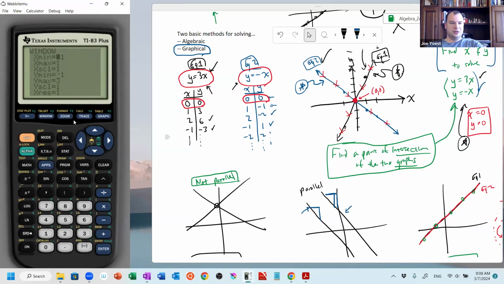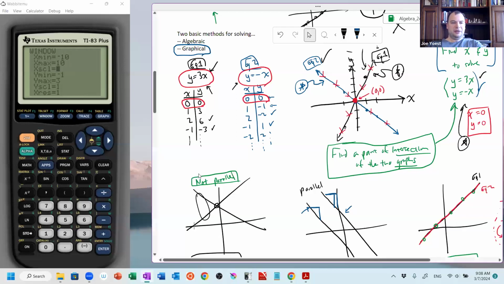Instead of -1 to 1 on the x-axis, I could go, say, -10 to 10 on the x-axis. If I zoom out a little bit, any small amount of tendency to move toward one another will be amplified whenever I zoom out. I'll be able to see it a little better, maybe.